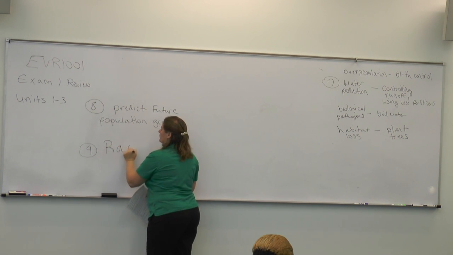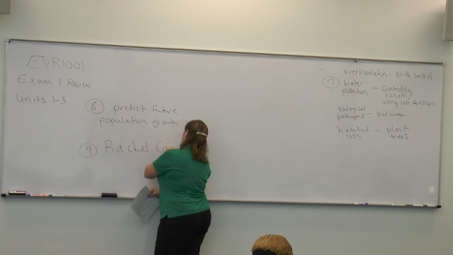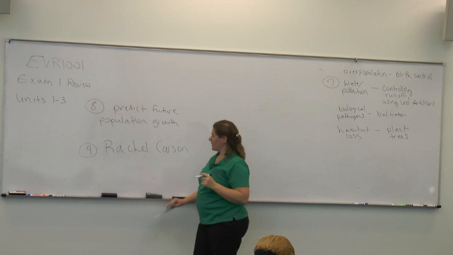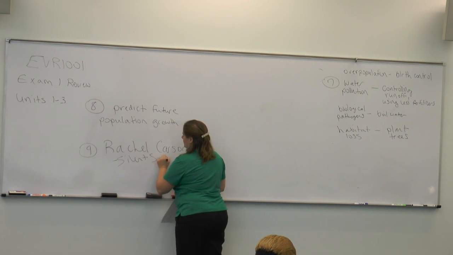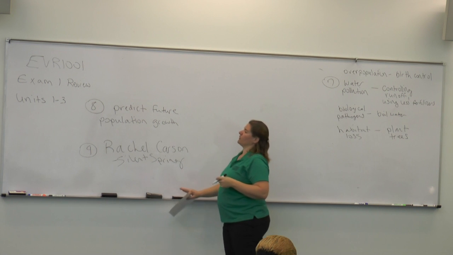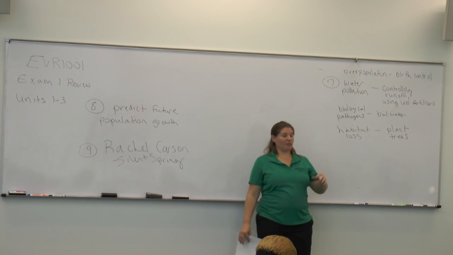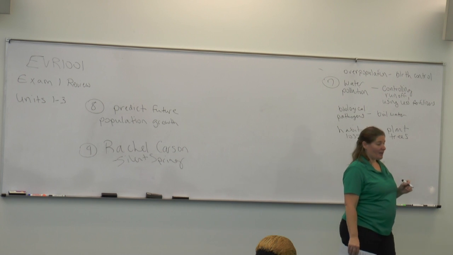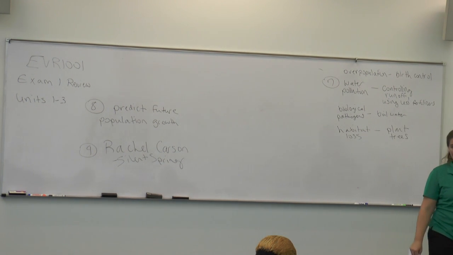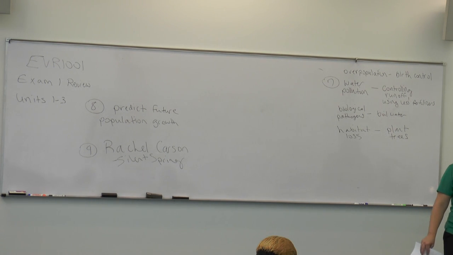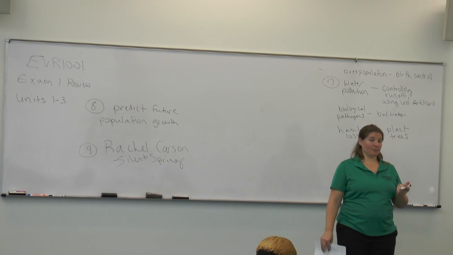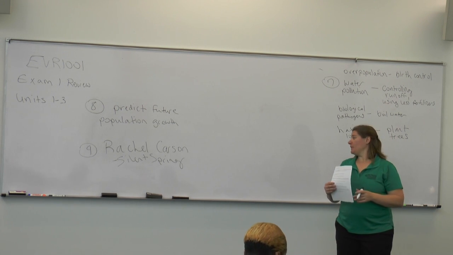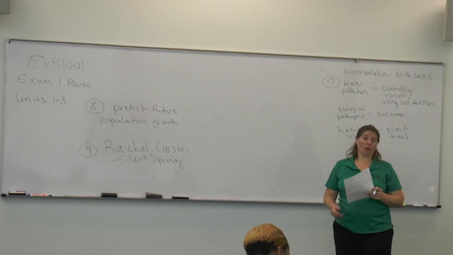Rachel Carson. Remember that? So Rachel Carson was the 20th century naturalist whose book, Silent Spring, was published in 1962. And it led to the formation of NEPA, the National Environmental Policy Act, which was an act created by the federal government, which also created the Environmental Protection Agency. So it was the first time the federal government basically saw environmental issues as a priority. Okay? And it all started based on her work, Silent Spring.